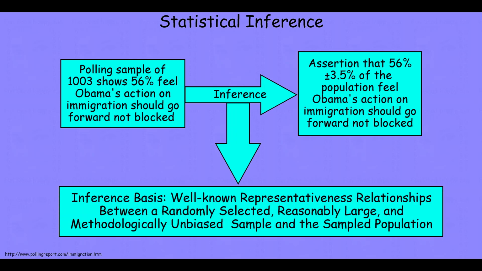And again, that is a pretty generally reliable inference. In fact, we can even quantify how reliable it is, because statisticians and mathematicians have carefully worked out these well-known representativeness relationships between randomly selected, reasonably large, and methodologically unbiased samples and the populations from which they were drawn.